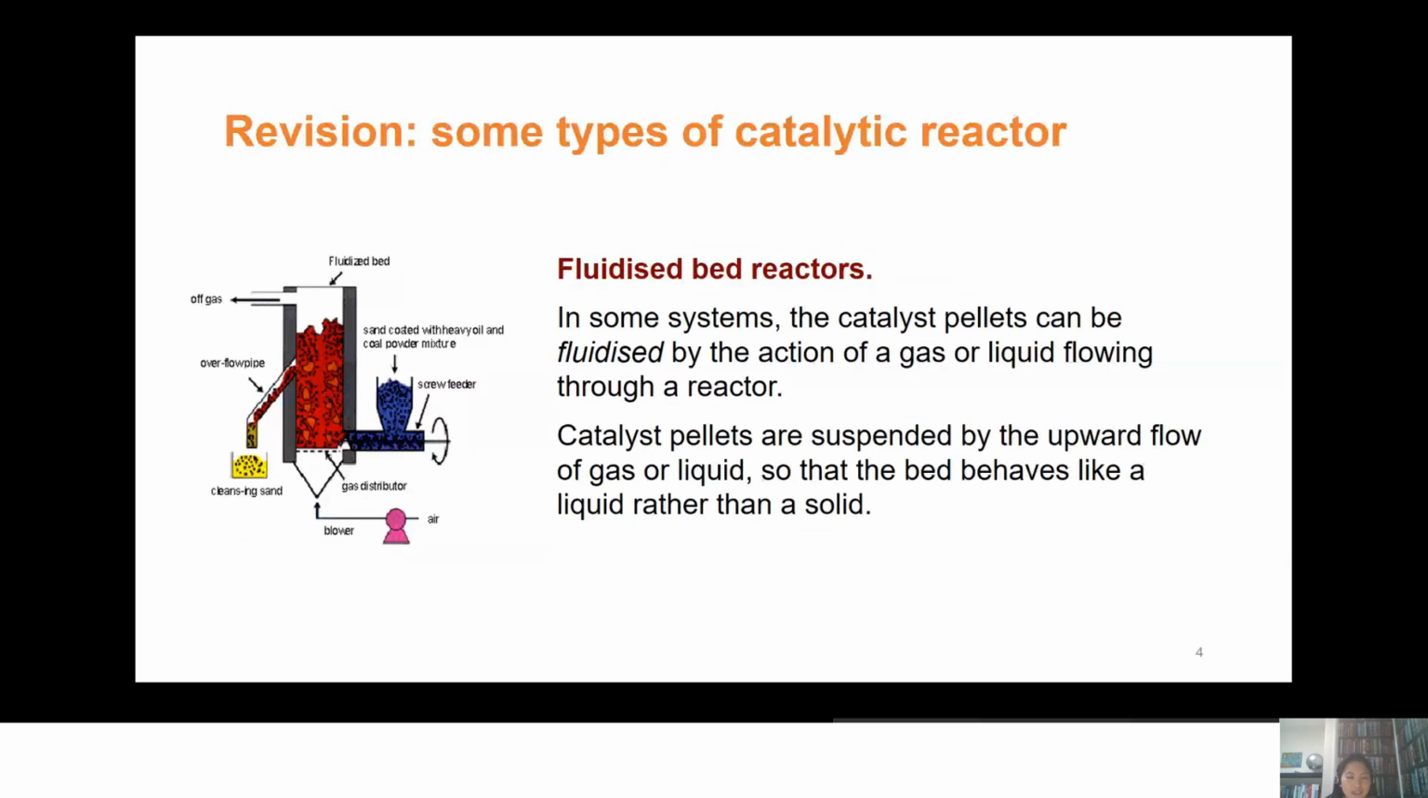Another type of reactor is the fluidized bed. Here catalyst pellets are suspended by the upward flow of gas or liquid, so that the bed behaves like a liquid rather than a solid. That's why it's called a fluidized bed. We will just mention it here in this module because you will learn more about it in your final year when you take the advanced chemical engineering module, which teaches the catalytic processes. So we will meet again after this term and talk about catalytic reactors like fluidized types of reactors.